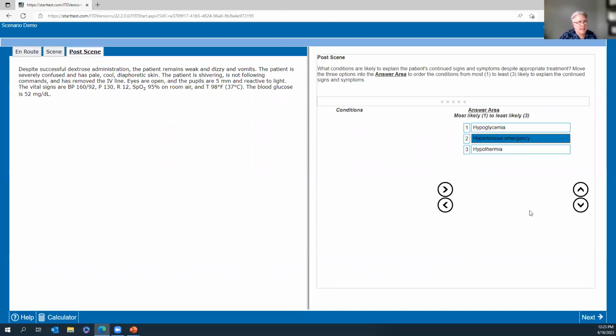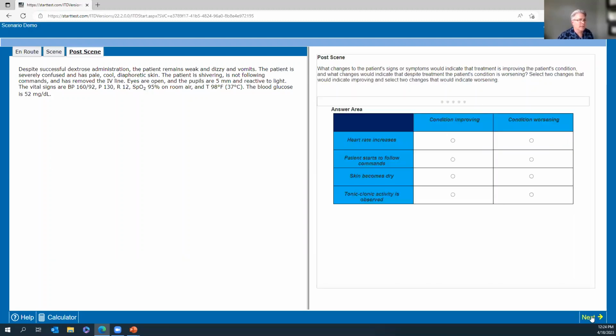So I think the most likely is this hypoglycemia because of all the signs and symptoms and the history that we're getting, and the fact that the sugar is 52. The patient's blood pressure is slightly elevated, so I'd slide that into the number 2 spot. And of course, I really don't think the patient's hypothermic, so I put that in the least likely spot. And when I've got those in place, I will hit next, and that will answer that question.